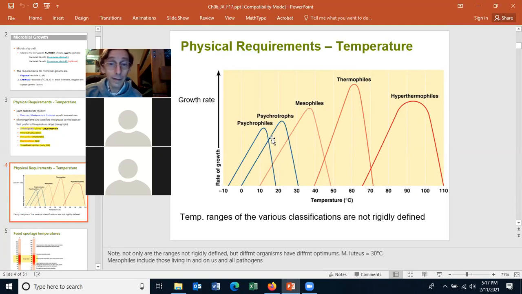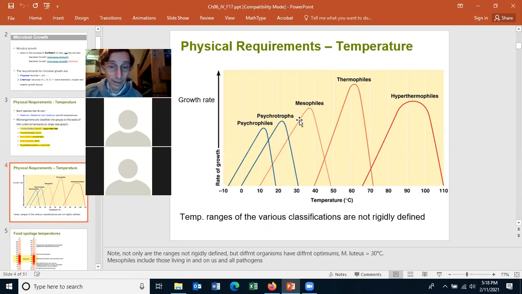The next organisms are psychrotrophs, and these organisms have an optimal temperature around 20 degrees Celsius, but they can go down, maybe down to about 0 degrees. And I'm not sure what these are. Things that grow at room temperature or less.